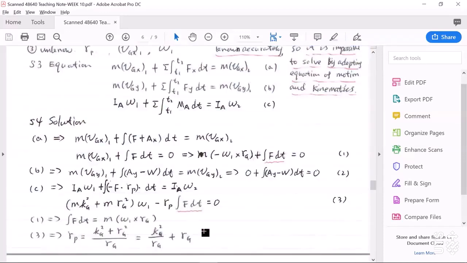So what does this mean? This means when we design this Charpy test machine, if we can let the relationship between Rp, Kg, and Rg follow this equation, then we can make sure the impact at the pin point A is 0 when this pendulum hits the test specimen.